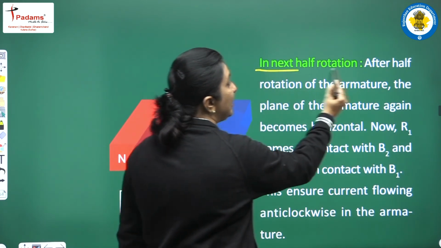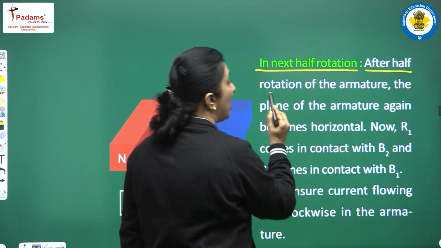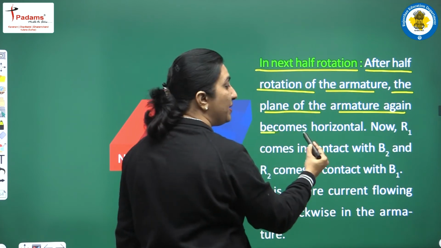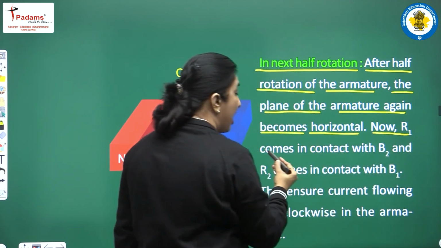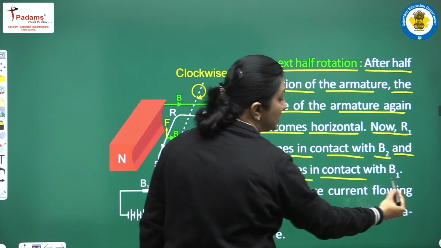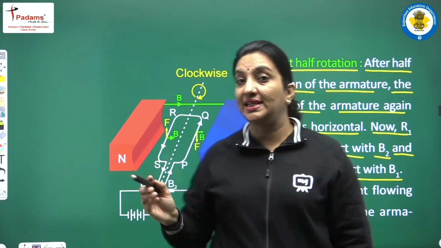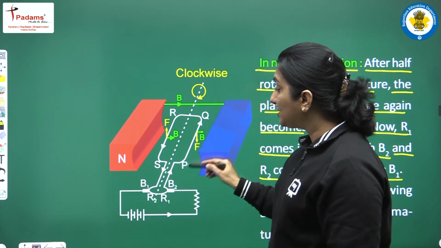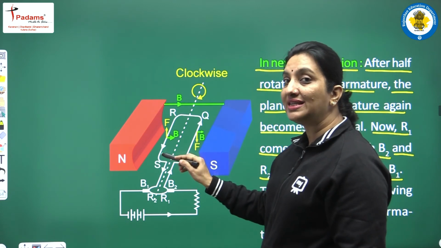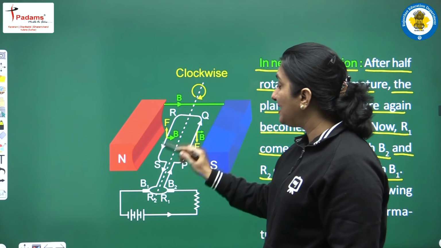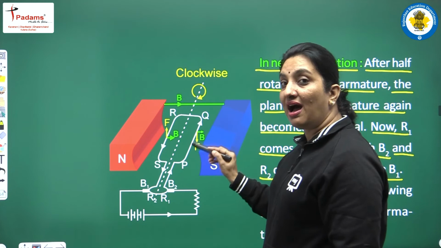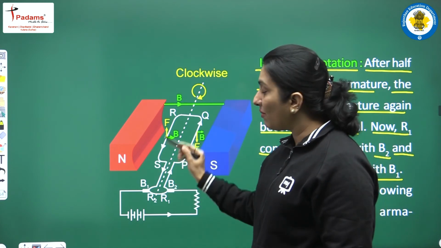So students, in the next half rotation, after a half rotation of the armature, the plane of the armature again becomes horizontal. Now R1 comes in contact with B2 and R2 comes in contact with B1. This you can see here in the figure clearly, that now the PQ arm which was initially on this side, after half rotation, that is on rotating by 180 degrees, has come on this side, and the RS arm which was initially on this side, after a half rotation has come on this side.